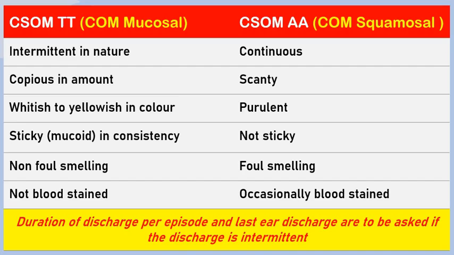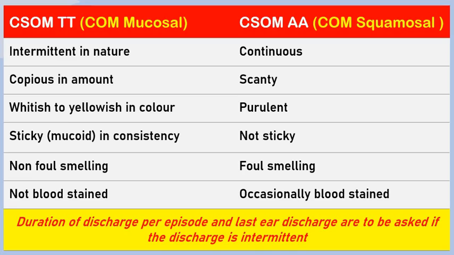The discharge in CSOM TT is usually not blood stained, but in case of CSOM atticoantral type, the discharge may be blood stained because of the presence of granulation tissues. Sometimes in CSOM TT also, the discharge may be blood stained because of the presence of polyps. Sometimes the polyp might arise from the perforation of the tympanic membrane. The middle ear mucosa may be polypoid and come out through the tympanic membrane perforation, but it's more usual in case of CSOM atticoantral type.